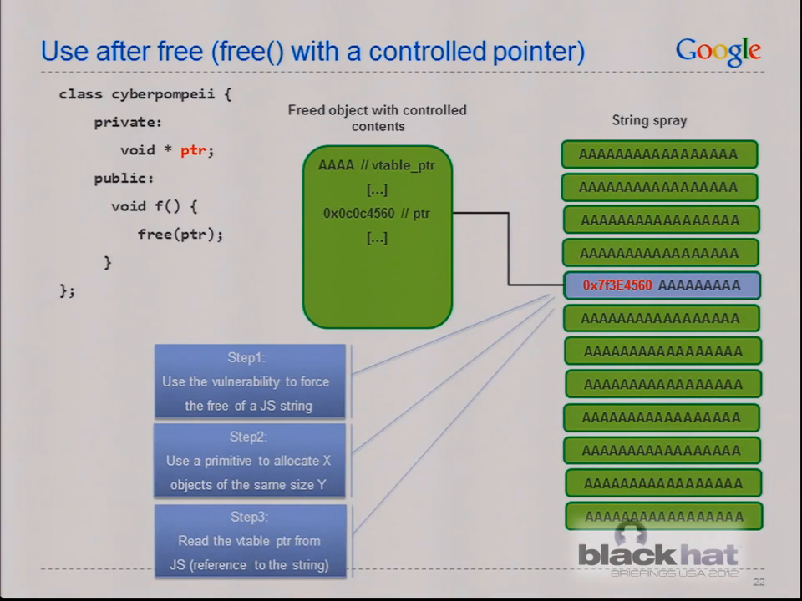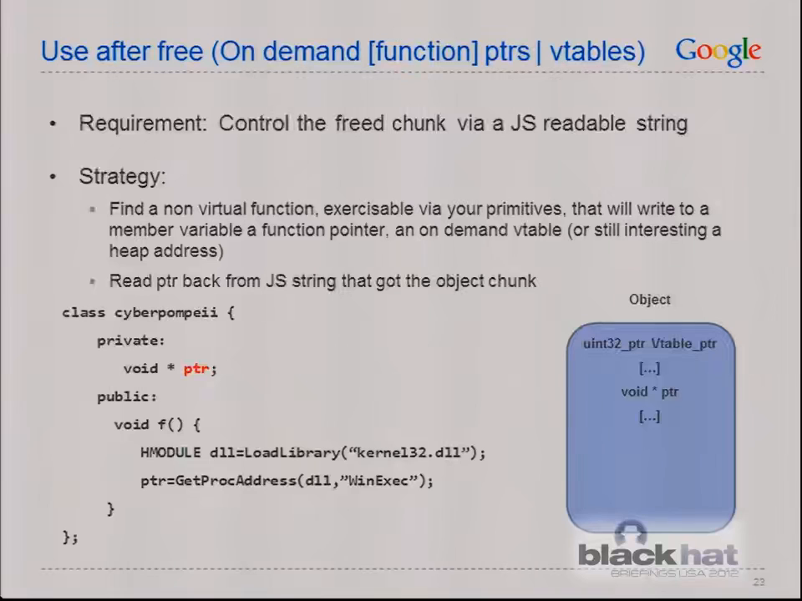Yeah. The third step is reading back the object through the reference to that string in JavaScript. On-demand functions or pointers of vtables is basically the same thing. It's a non-virtual method where it's going to write back to your object something that is useful. In this snippet of code, we control PTR. And not only do we control PTR, one of the requirements is we need to read back the content of the object. The strategy here is the memory chunk claimed by the string. This is attacker controlled. He places AAA, but you could place anything that you want.